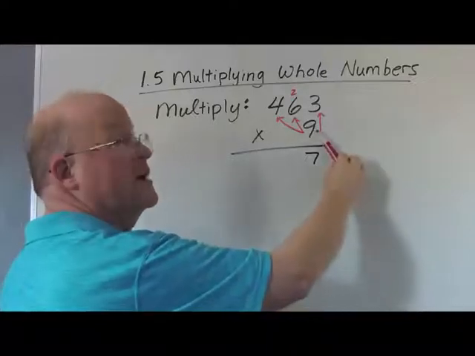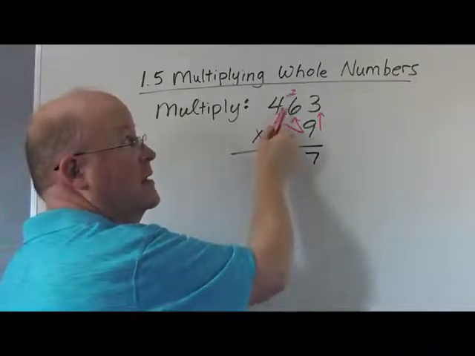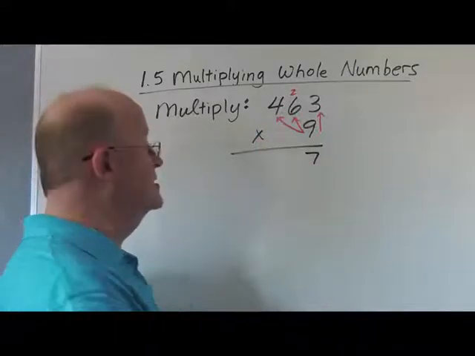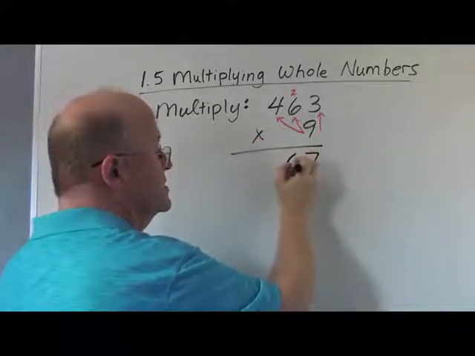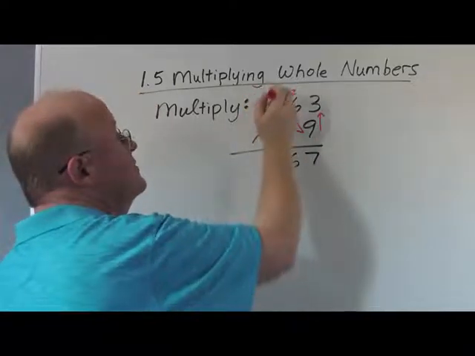Then I take this 9 in the bottom right corner, multiply it by the 6 to get 54, then add on the 2 to get 56. Now I'm going to write the 6 down. The 50 part needs to be carried to the next column, so I put a 5 up there next to the 4.